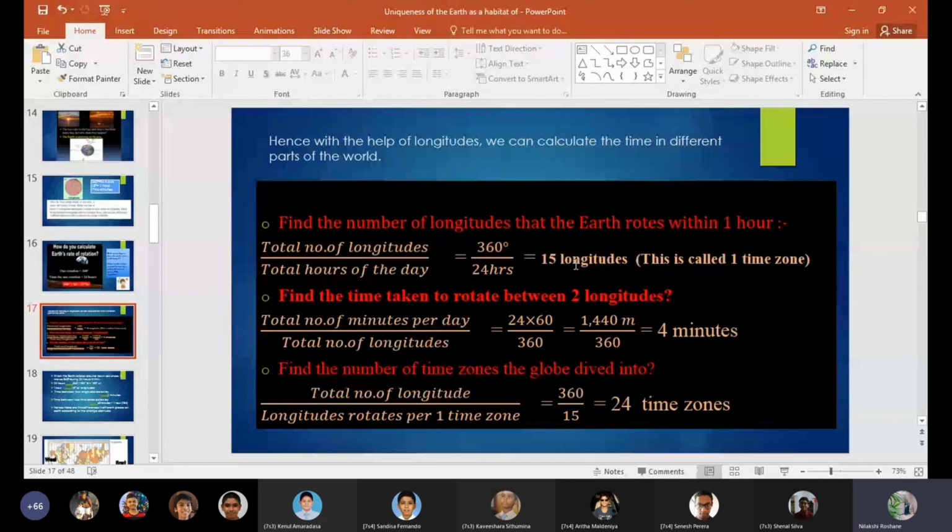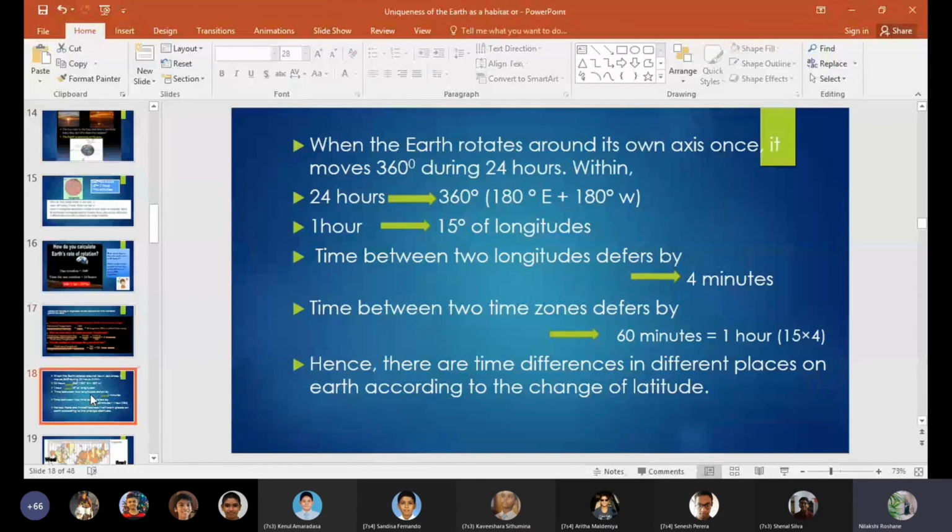So in brief, 24 hours is equal to 360 degrees longitude. This 360 degrees forms 180 degrees east and 180 degrees west, so altogether it's 360, and 1 hour is equal to 15 longitudes. Within 1 hour it travels 15 longitudes, and the time between two longitudes differs by 4 minutes. This part you also need to remember.